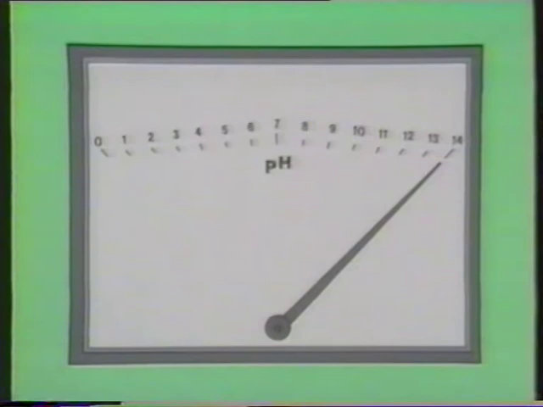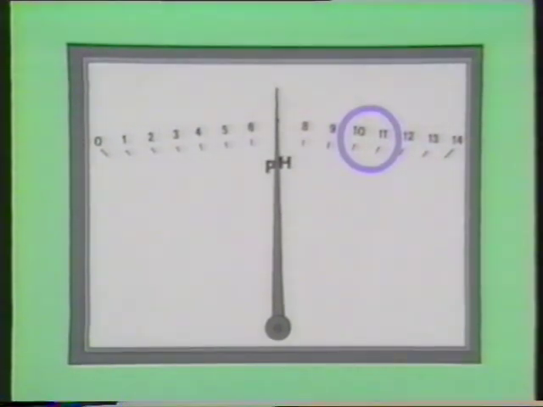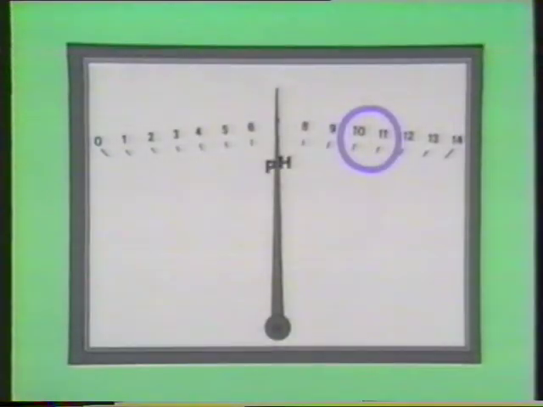However, if the numbers on a pH scale are taken at face value, they can be misleading. Between each two whole numbers on the pH scale, in either direction, the ion concentration of a solution doesn't change by a factor of 1. It changes by a factor of 10.